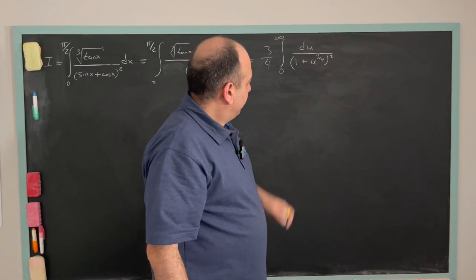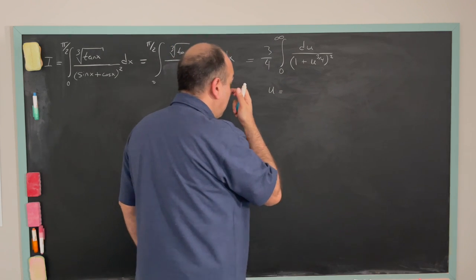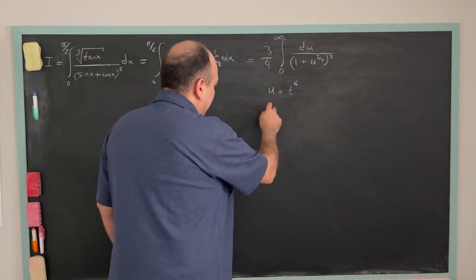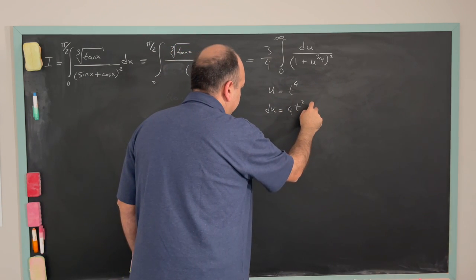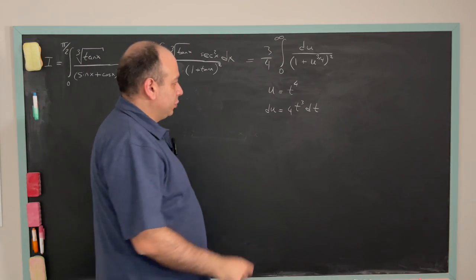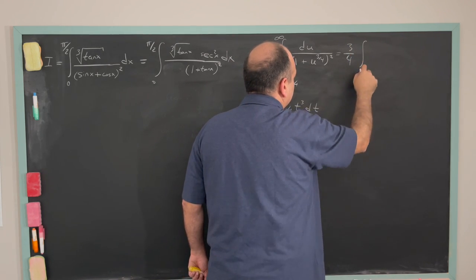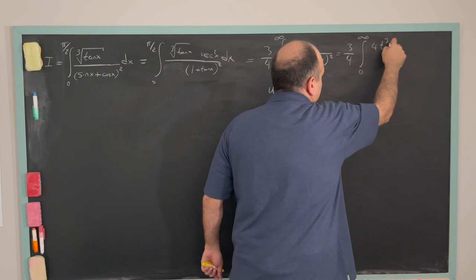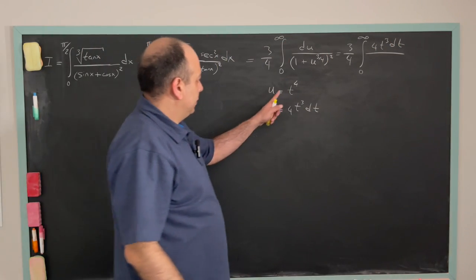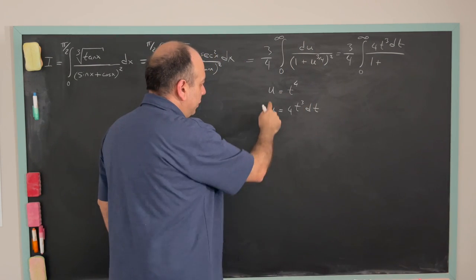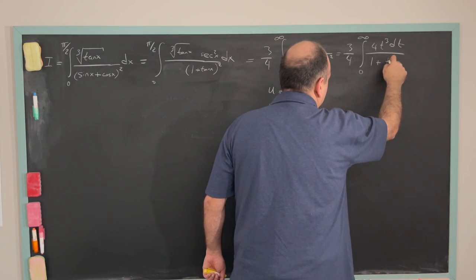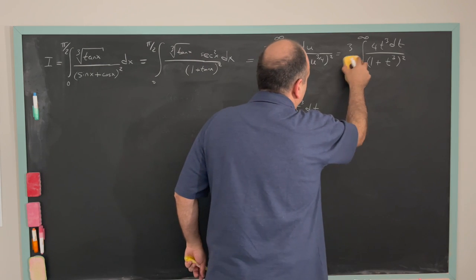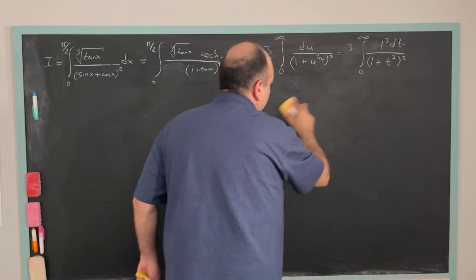The next step, well, instead of u, I will put t to the power 4. So du is 4 times t cubed dt. So let's move on. This is nothing but 3 over 4 integral. The limits are going to be the same, 0 to infinity. So du is 4 t cubed dt over 1 plus u to the 3 over 4, which is nothing but t cubed, squared. This is good. Now these fours cancel each other out. So we ended up with this integral.